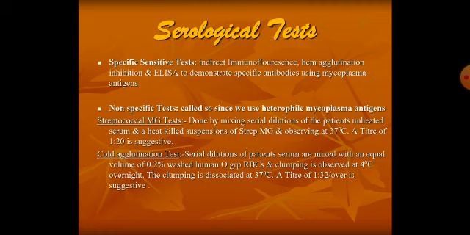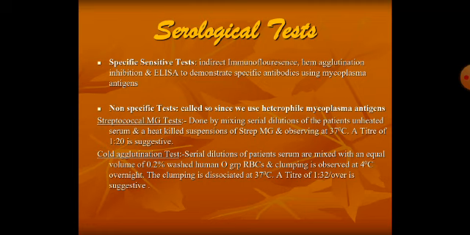So what do we do in this test? This test is done by mixing serial dilutions of the patient's unheated serum with a heat-killed suspension of the streptococcal MG strain. We incubate this and observe at 37 degrees Celsius, and we look for the titers the next day. Similarly, how we do for a Widal test, this is the same procedure. A titer of 1:20 is suggestive of Mycoplasma pneumoniae infection.